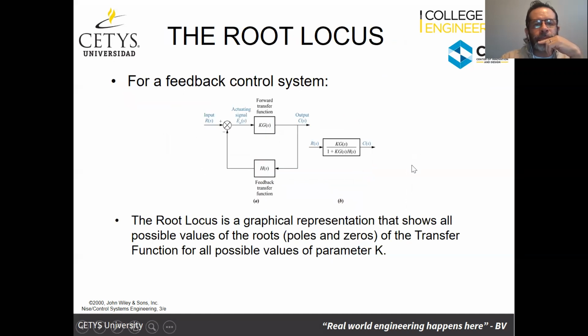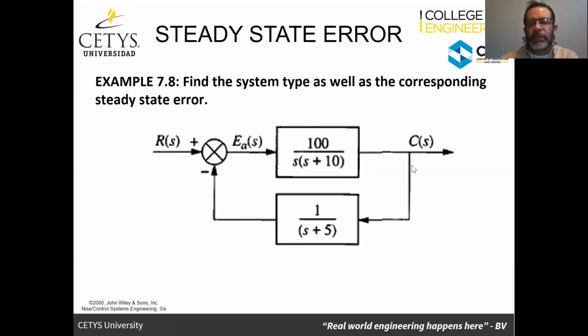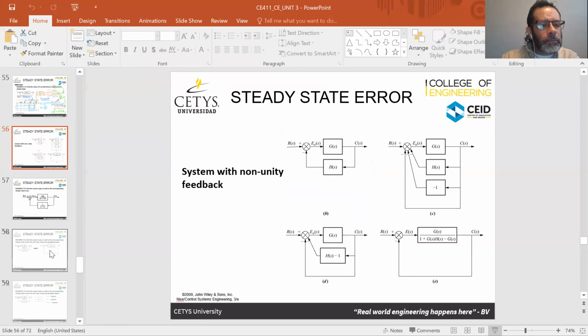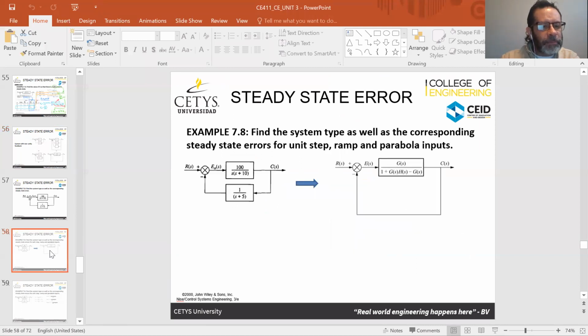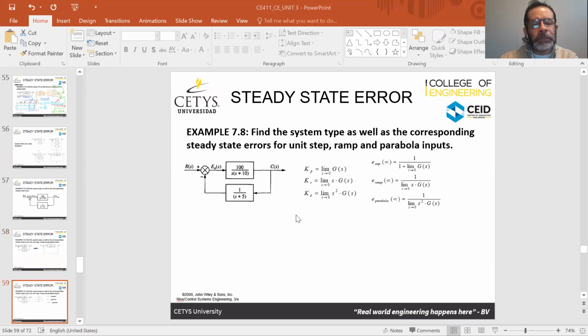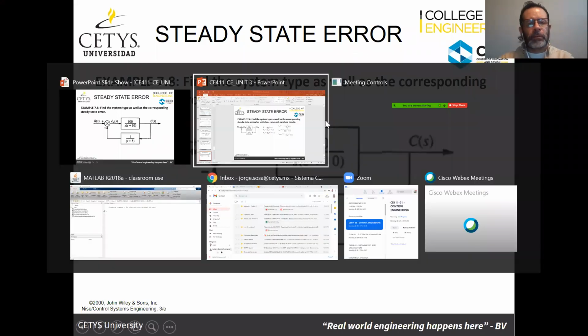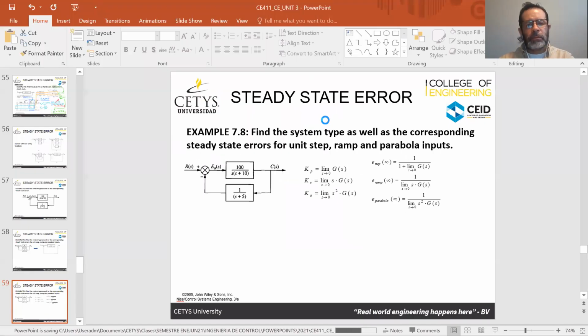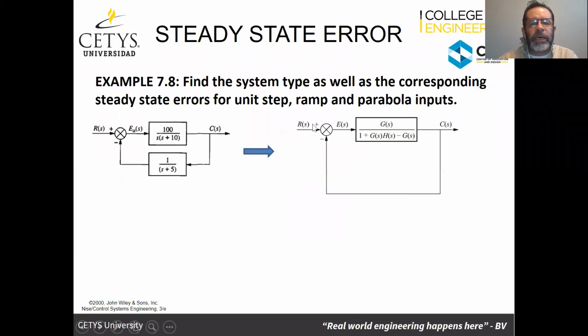Okay, so, oh, whoops, I've got these slides hidden. So let me unhide them here. There we go. So what are we going to do? We're going to use the expressions that we had. So we want to turn this, which is on the left-hand side, into this, which is the unity feedback.